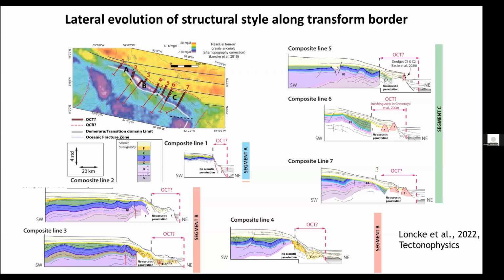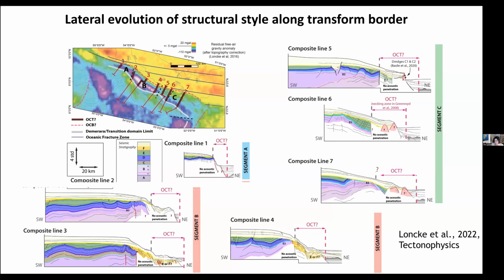Yeah, my question is about where is the conjugate margin during the Jurassic? We think it's Bahamas. And what can you see there? Can you also see SDRs?